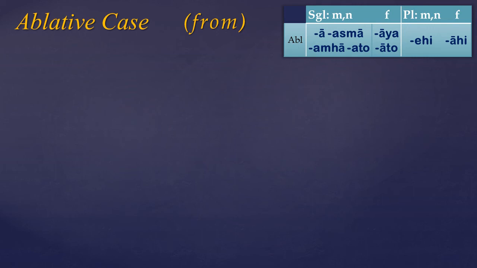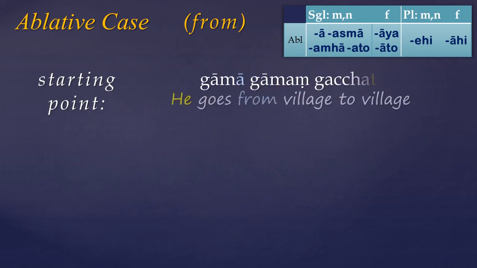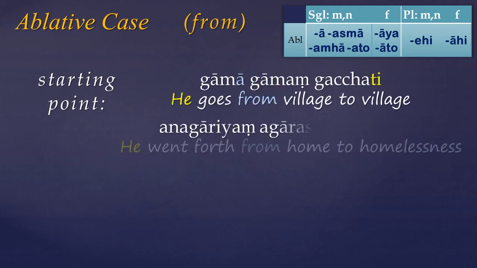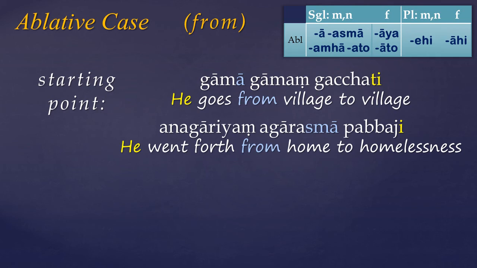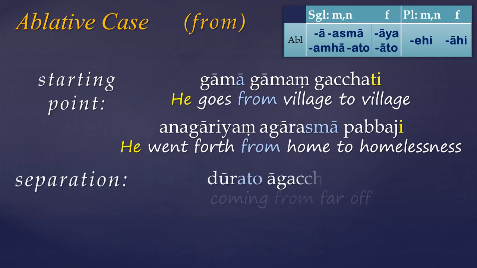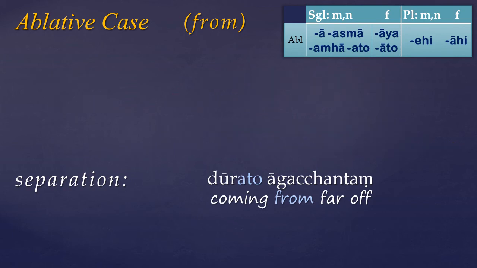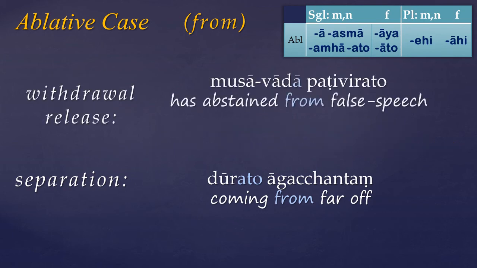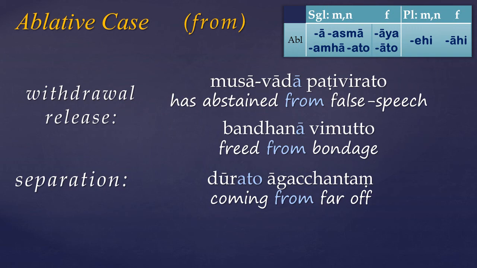Moving on now to look at how it's used. In essence, the ablative case expresses the point from which an action begins or emanates, as in, he goes from village to village. And similarly, it can imply separation. And it can also indicate withdrawal from, as in, abstaining from false speech, or release from, freed from bondage.